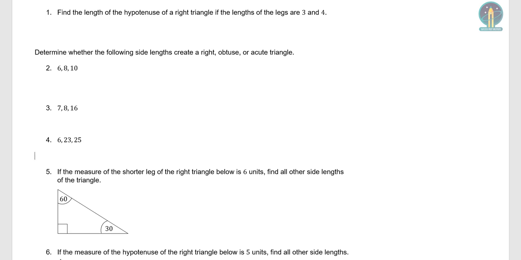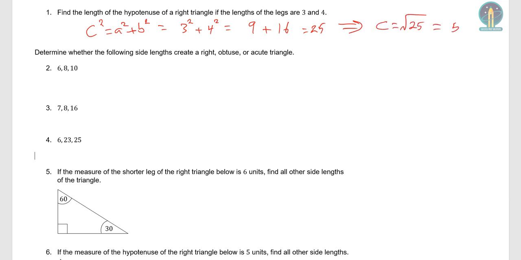Okay, we need to find the length of the hypotenuse of a right triangle if the lengths of the legs are 3 and 4. So again, c squared is a squared plus b squared. So a and b are the legs, which is 3 squared plus 4 squared, which is 9 plus 16, which is 25. And then c is equal to the square root of 25, which is equal to 5 units. So that's the length of the hypotenuse.